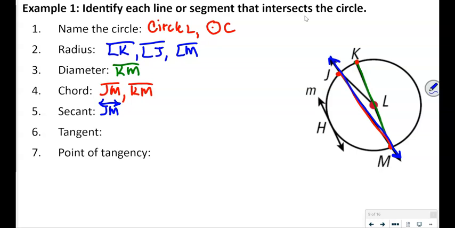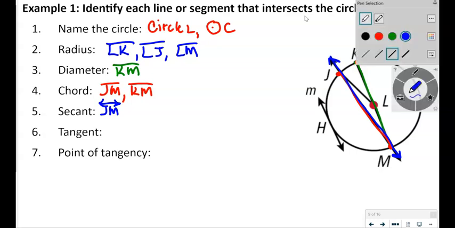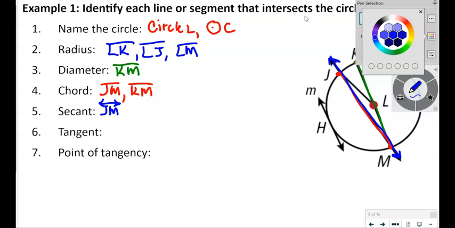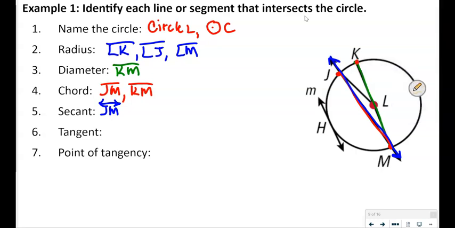Then we have a tangent, right? So let's see if I can find a different color here. Let's just go with orange. Okay, so this is our tangent line right there. Notice that it only touches the circle at 1 point right there, right? So we're going to call this with that little letter M. So it's going to be line M, okay? And what is the point of tangency? That is that point H, right?